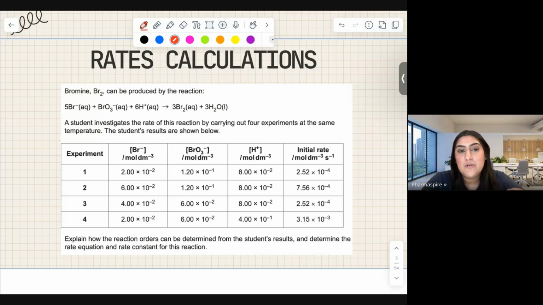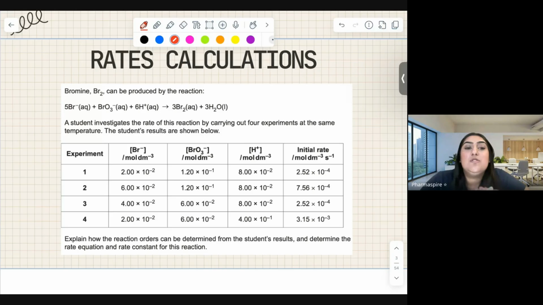So they've given us an equation here for the reaction. I always say, if they've given you a general equation, it's a red herring. The only equation you should really care about that they've given you is the rate equation. In this case, they haven't given us it. So I always say, you don't even need to use this equation in this instance, okay?